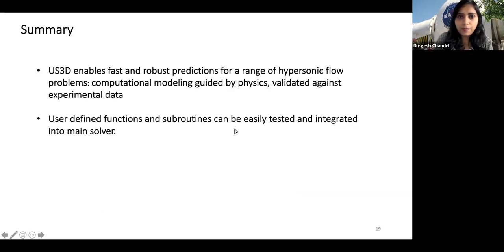So I did not show any results for my project, but the main point was that we were able to perform these simulations using the US3D utilities facility and developing our own models. So in summary, the US3D code enables fast and robust predictions for a range of hypersonic flow problems. The computational modeling is guided by physics and heavily validated against experimental data. And user-defined functions and subroutines can be easily tested and integrated into the main solver.